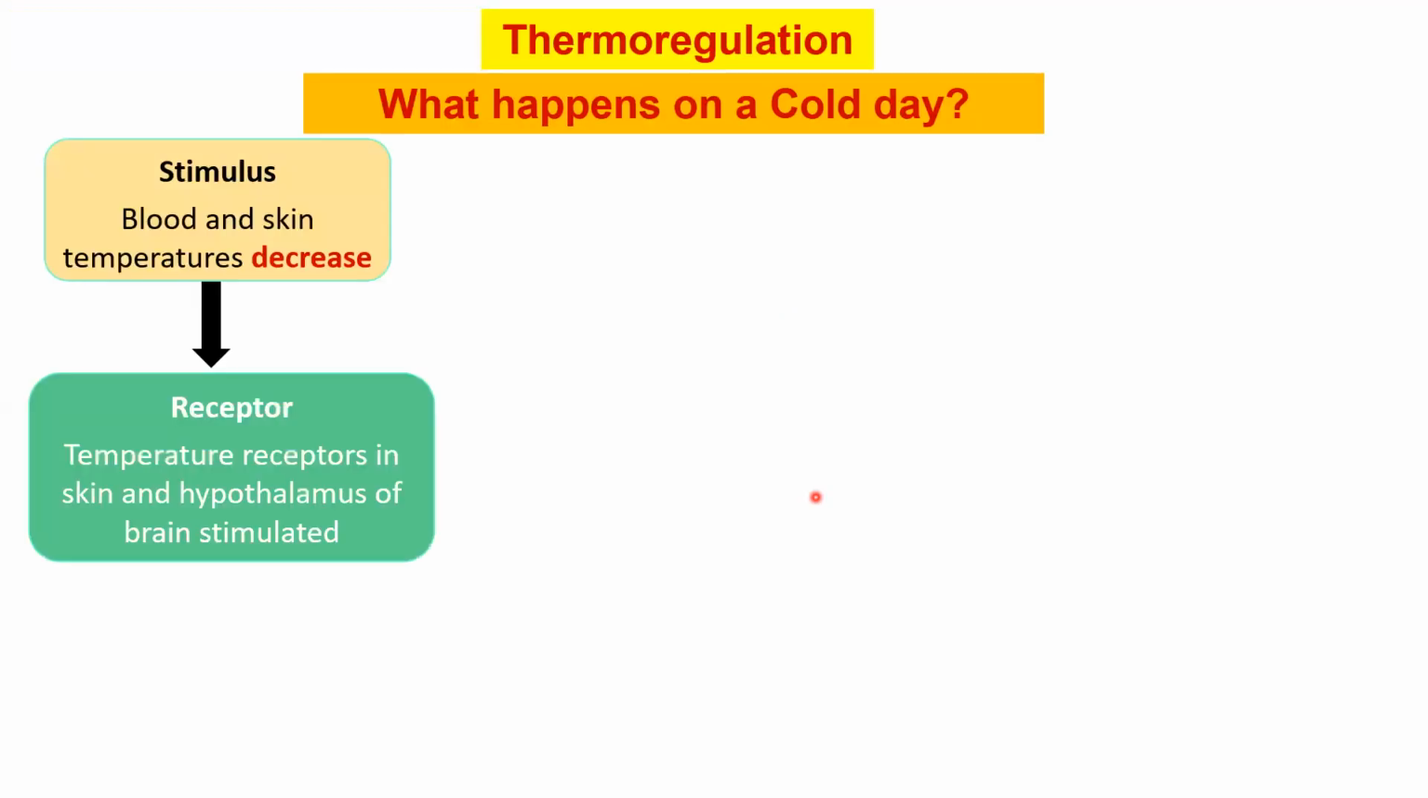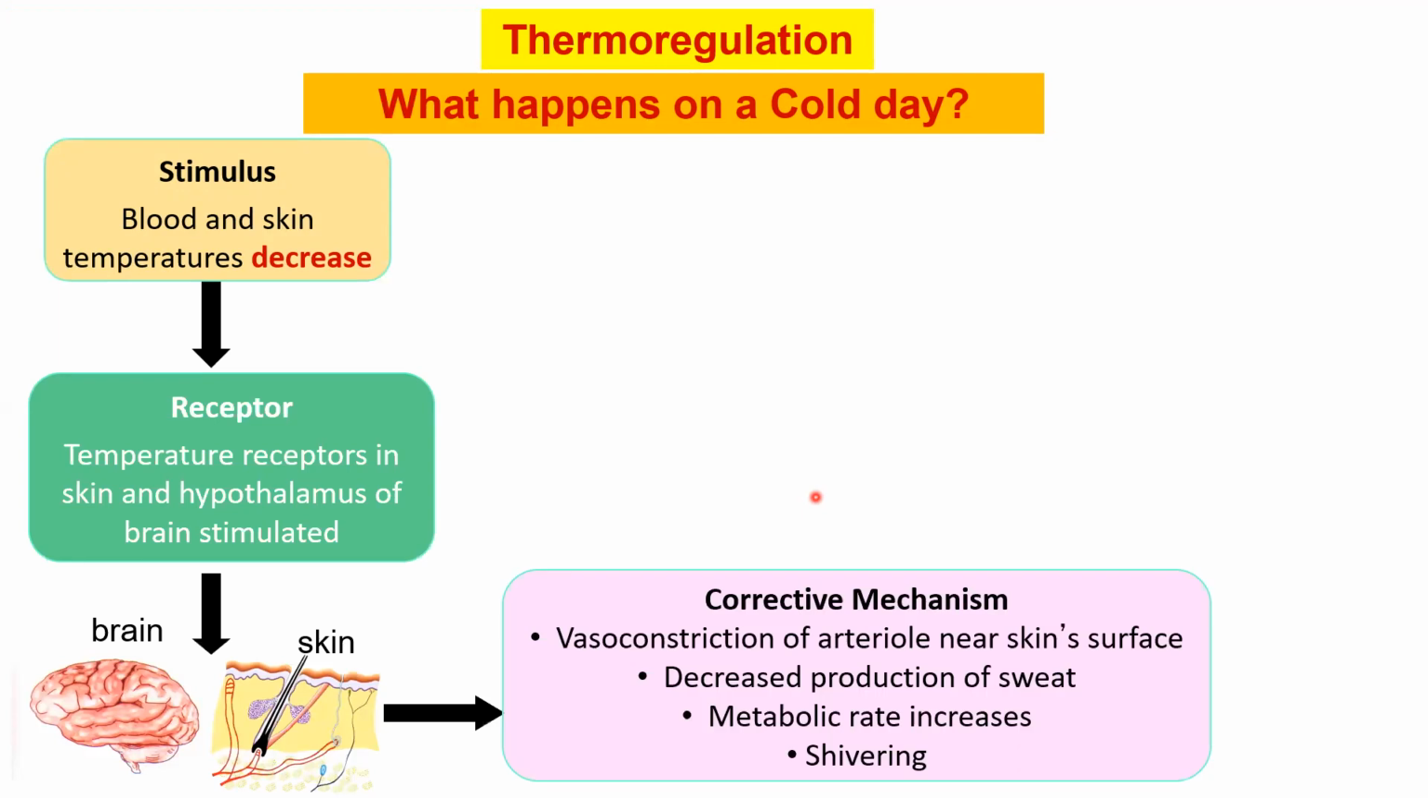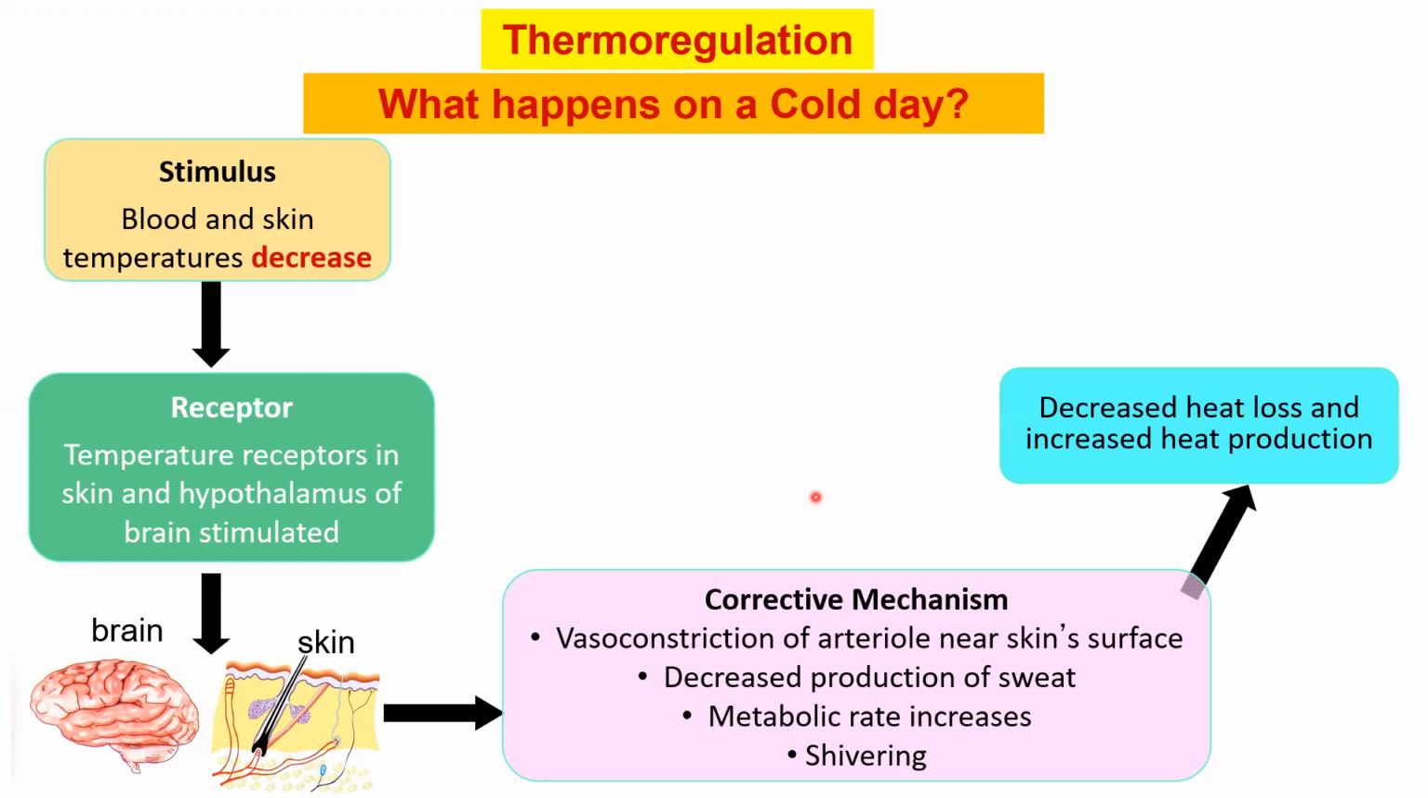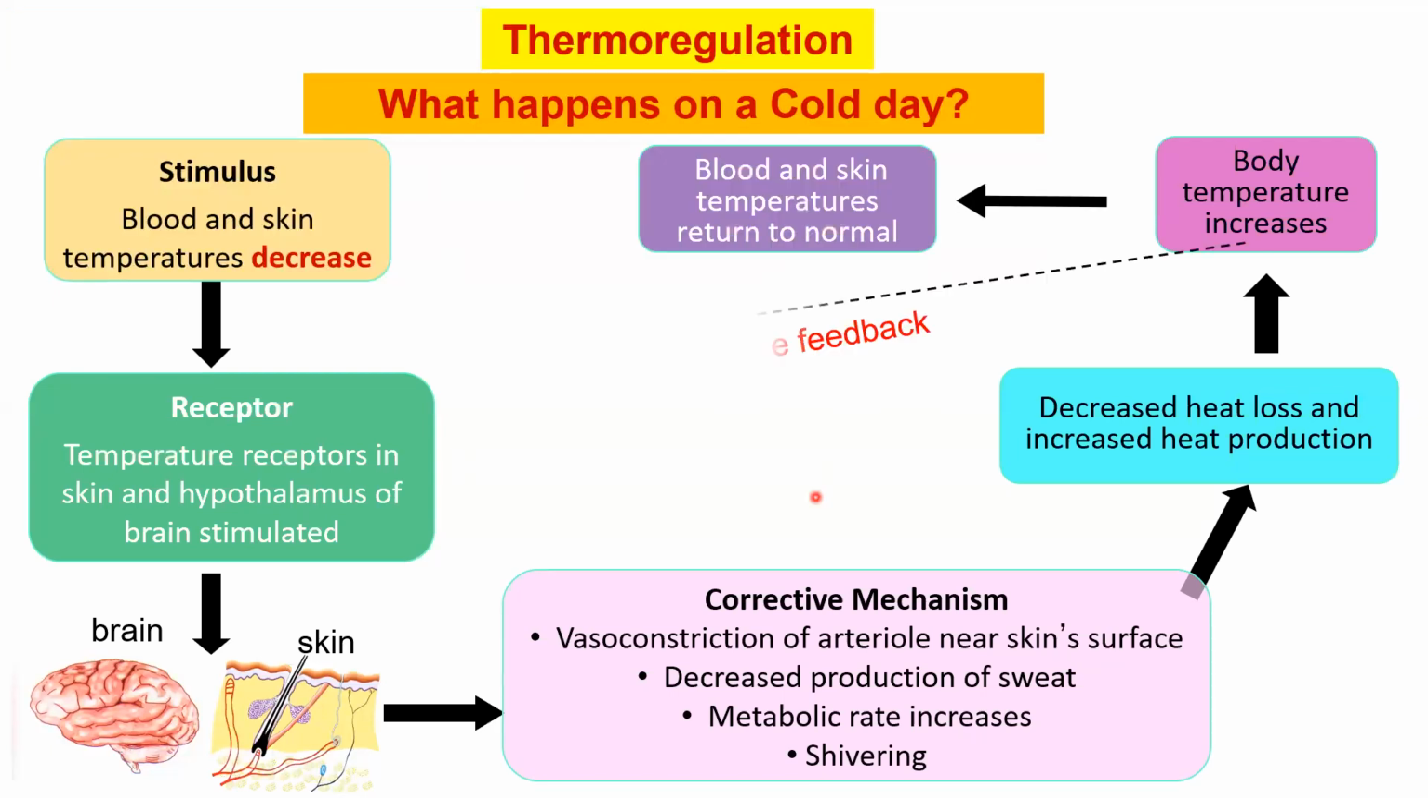Now, what happens on a cold day? The temperature of the body is being decreased. Receptor will be detecting it. Again, brain and skin are having receptors for it. Corrective mechanism will happen. Vasoconstriction of the arterioles near the skin, that will be happening. Decreased production of sweat. Increased metabolic rate, shivering होगी, and heat will be produced in this mechanism, and heat will be less lost. ठीक है जी, or lost less. Body temperature will rise towards the normal and the set point is maintained, and that is how the negative feedback is going to happen.